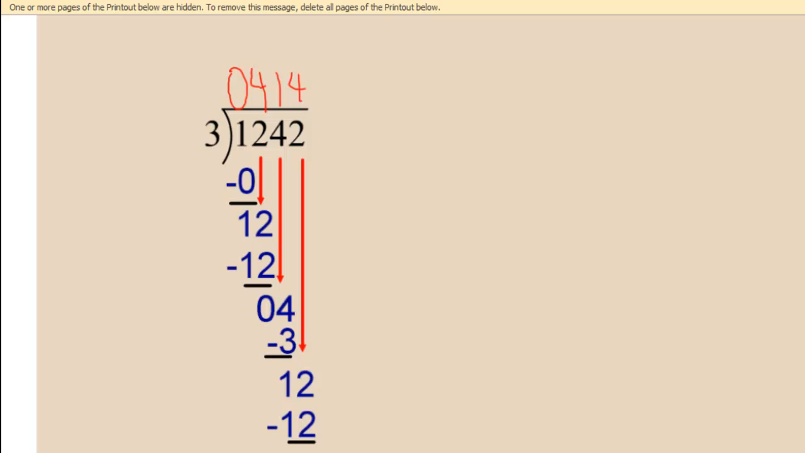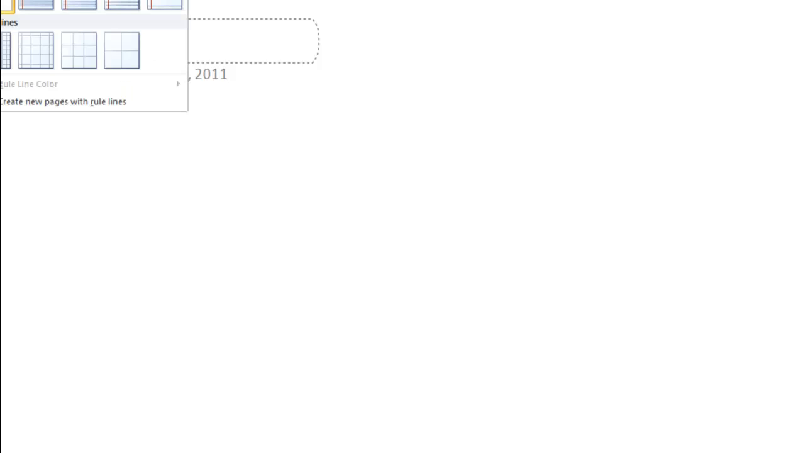Now let's say you're working in OneNote. You can click on New Page. And you can create grid lines to help you by clicking on View and then choose Rule Lines and choose a grid, whatever size grid you like, to help you keep everything lined up. So if you're dividing 3 into 126, that can help you keep everything lined up.